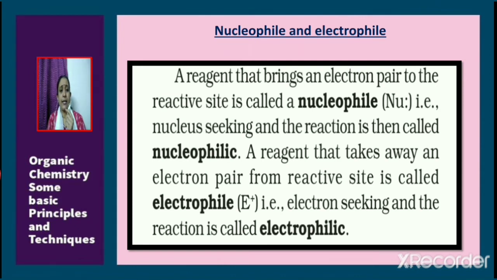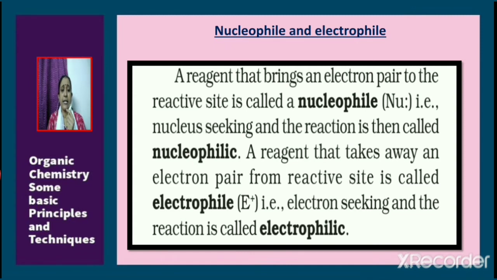A reagent that brings an electron pair to the reactive site is called a nucleophile. It brings an electron pair. So nucleophile is represented as Nu minus or Nu with a pair of electrons. Nucleophile is therefore nucleus seeking, and the reaction is then called nucleophilic reaction.